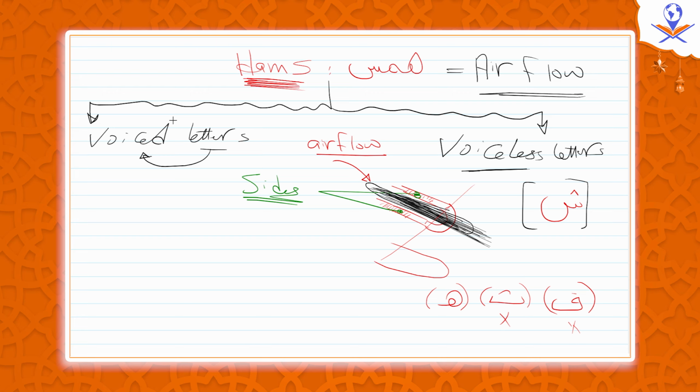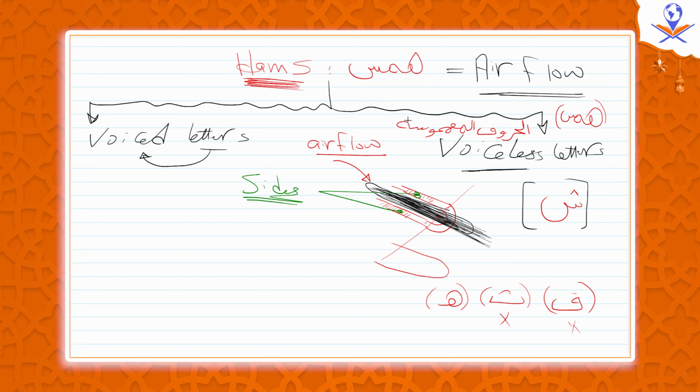Voiceless letters, we name the characteristic hams, but the voiceless letters are named al-huruf al-mahmusa. Huruf means the letters.